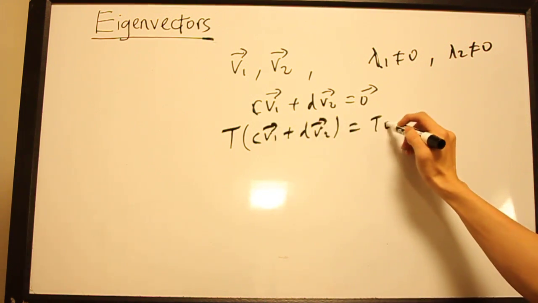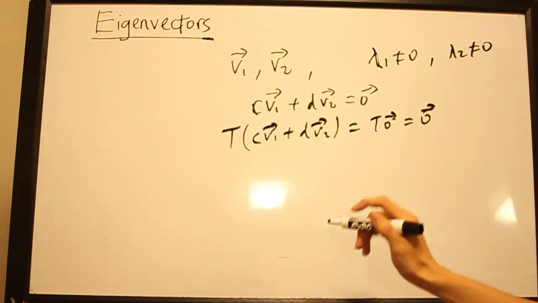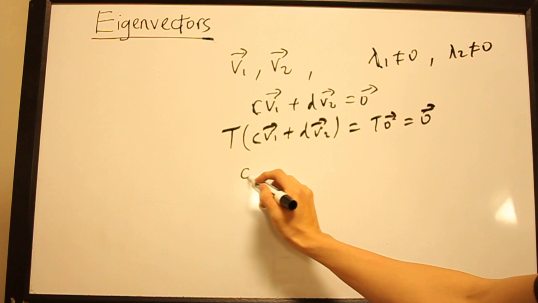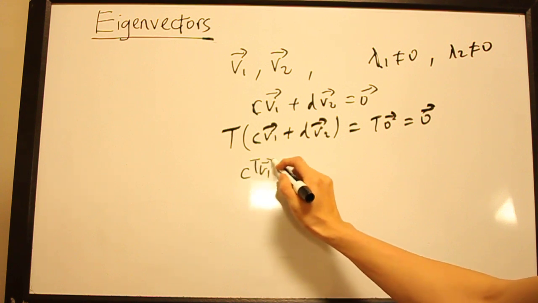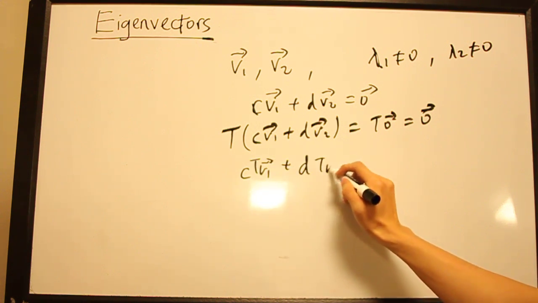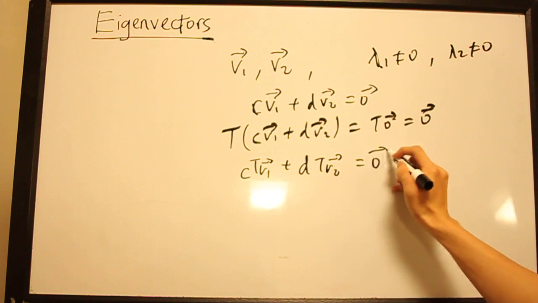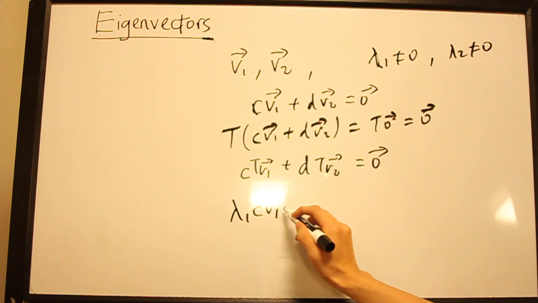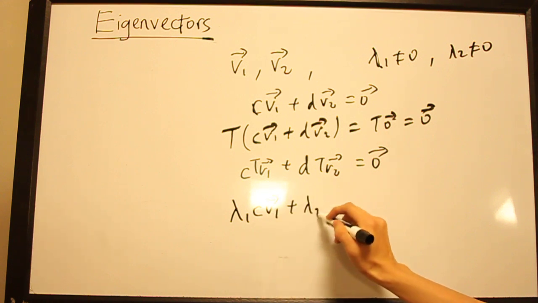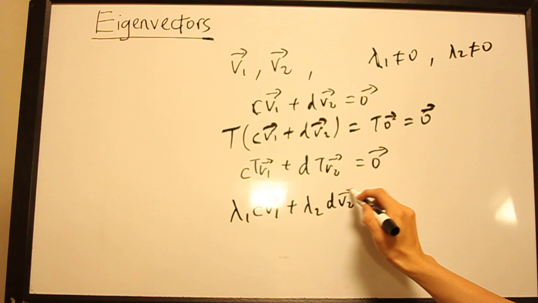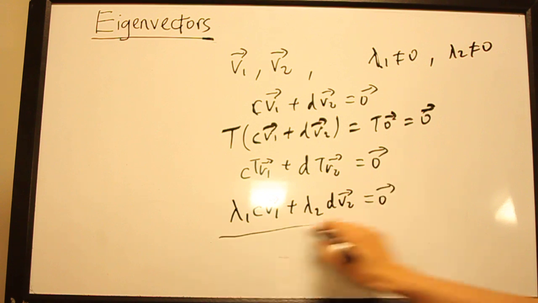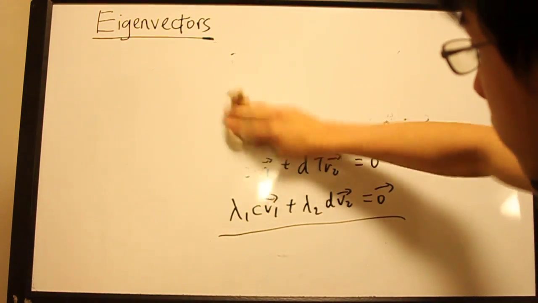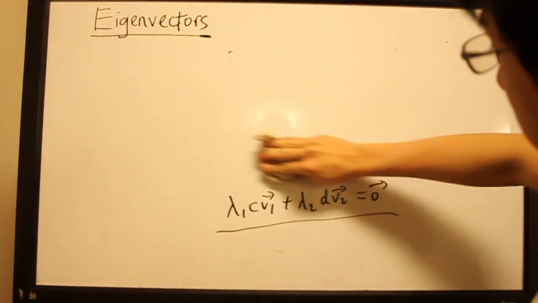and that gives us T of 0 equals 0. And if we bring T in, we have that c T v1 plus d T v2 equals 0. Okay, and we have that lambda 1 c v1 plus lambda 2 d v2 equals 0. I shall leave the last line here.